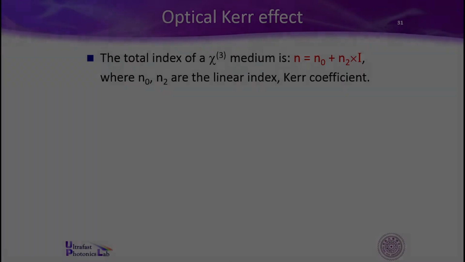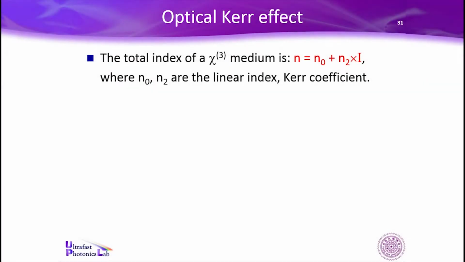Okay, so based on the formulas we just deduced, the total index of a Kerr medium is now n equals n0 plus n2 times I. n0 is the linear index we have been familiar with, and n2 times I is the index change due to the optical Kerr effect. Usually n2 is referred to as the Kerr coefficient.